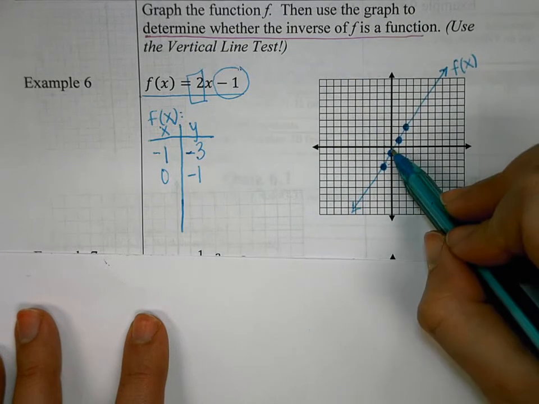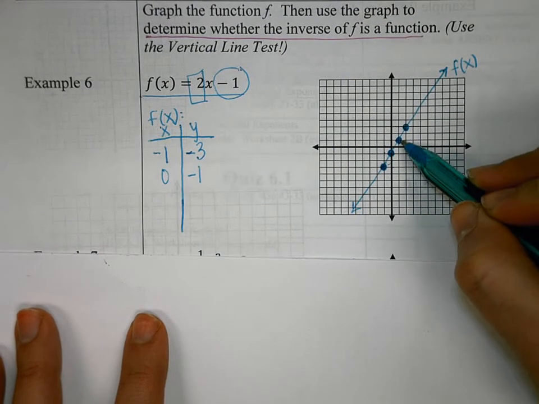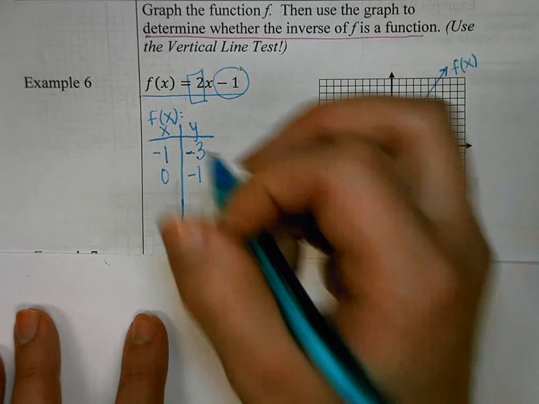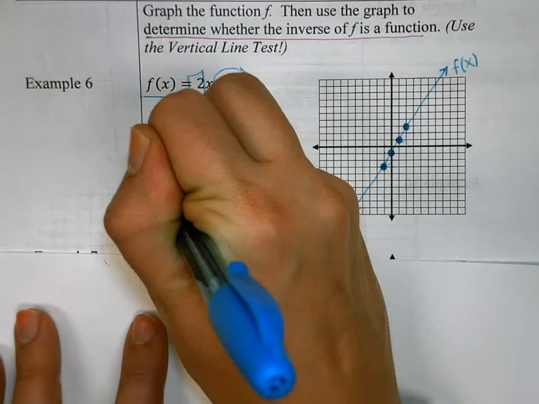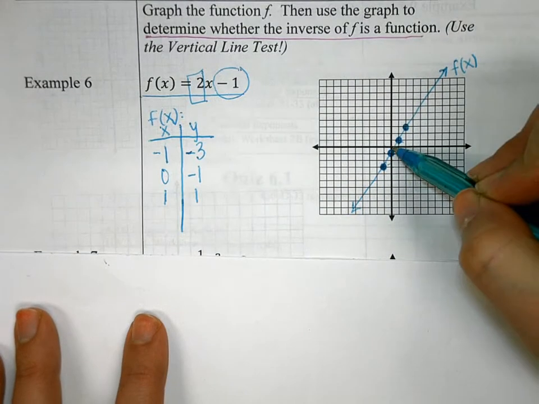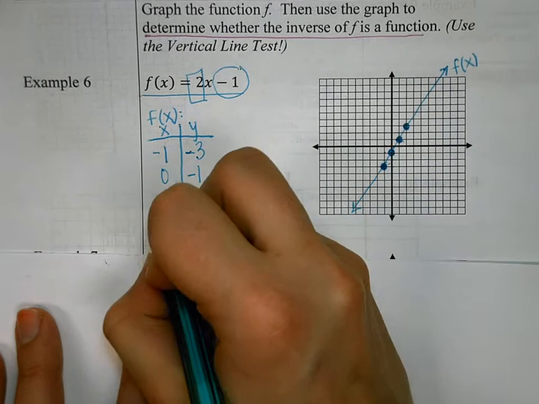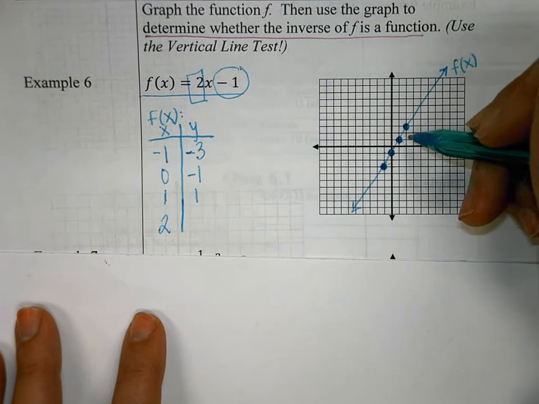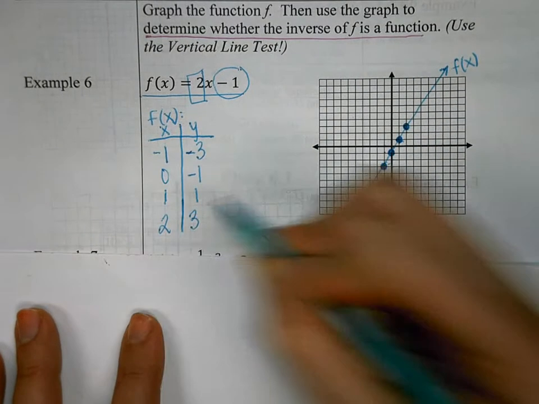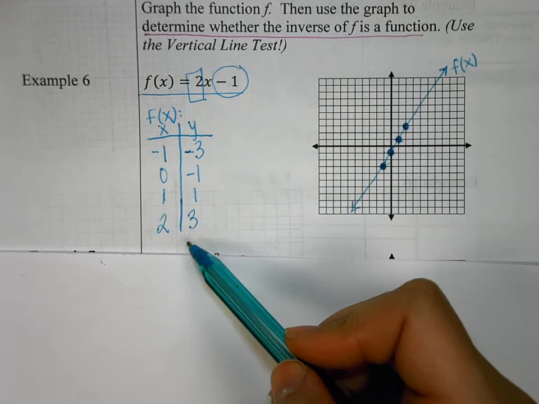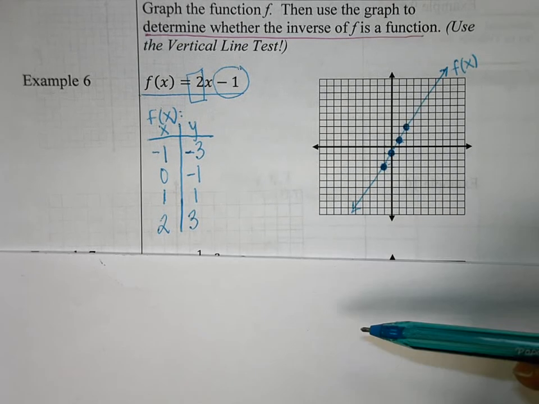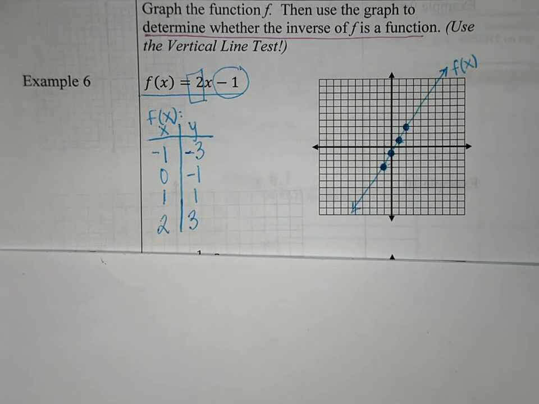What are the coordinates of the third point? 1, 1. And the last point, my x is 2. And the y is 3. So all I did was make a t-chart for the 4 points on my graph. Everybody should be okay so far because this goes all the way back to Algebra 1, right?